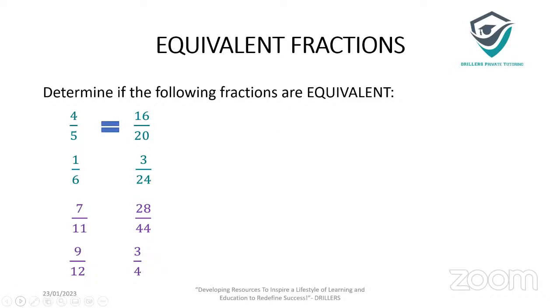So they are equal. The next set we're going to look at is 1/6 and 3/24. So we have to look for the LCM, the lowest number that is a common multiple of both 6 and 24.